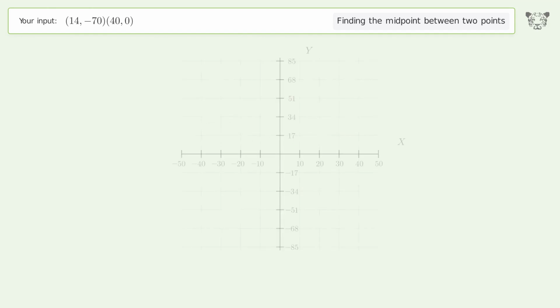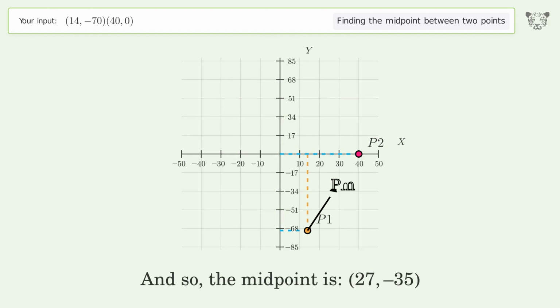And so, the midpoint is 27, negative 35.